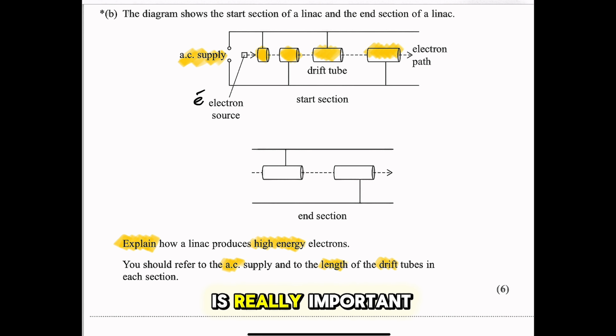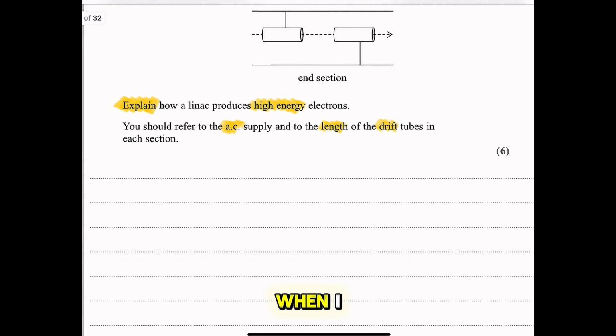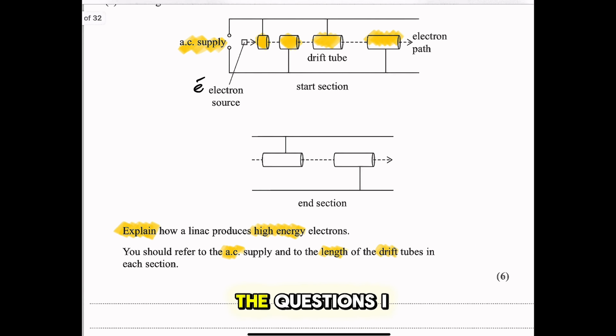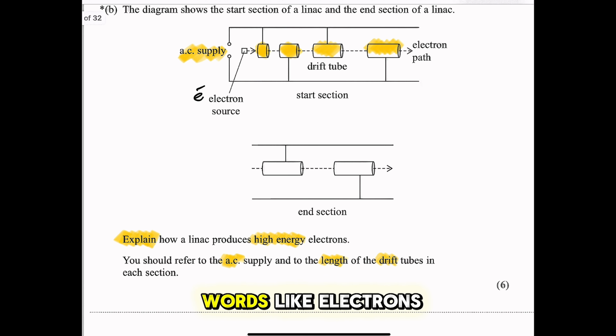Increase in length is really important. Before answering the questions, I have to think about some keywords: electrons as charged particles, accelerators or acceleration, electric field, where exactly, and the change in the polarity is really important. Do we have a constant frequency or not? Period is important. The length of the drifting tube, is it increasing or the same?